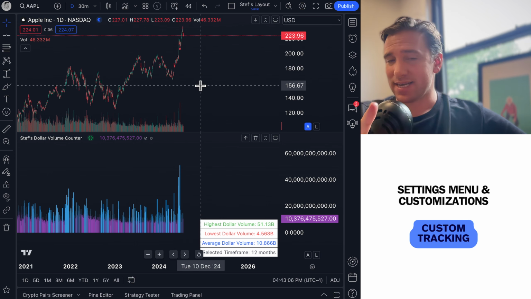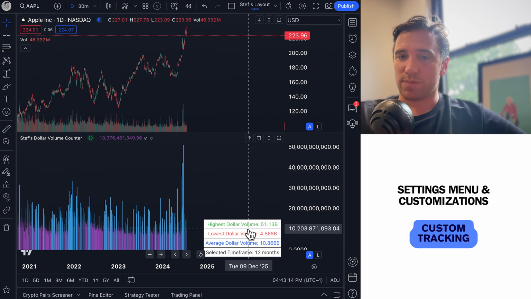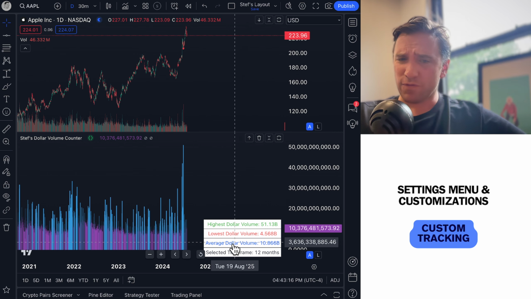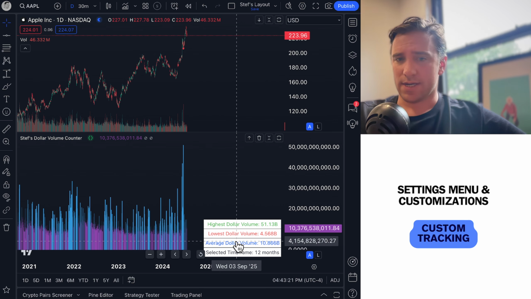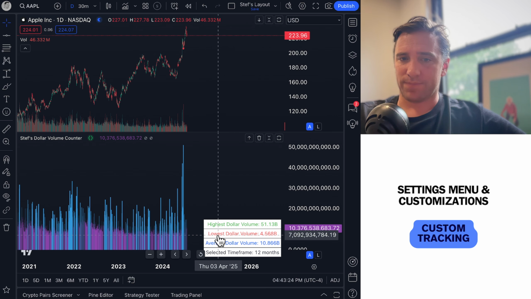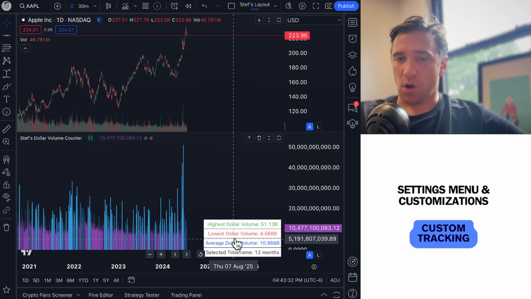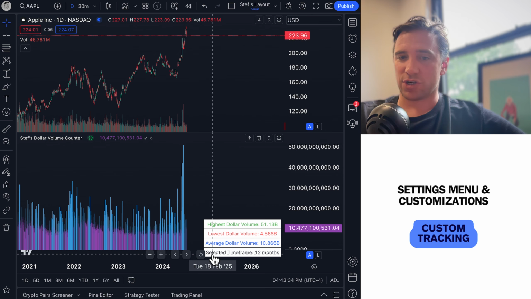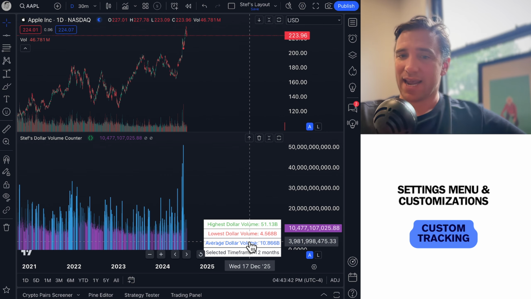Now, next up is that this indicator comes with tons of settings for customizing your indicator and getting the look and feel you want. First of all, the setting I love the most is this table down here. So first of all, pay attention to the fact it says selected time frame 12 months. Now look at the highest dollar volume, 51 billion, lowest dollar volume, 4.5 billion, average dollar volume, 10.8 billion. All of these numbers here are being calculated and chosen based off of the last 12 months. So we can quickly see the highest and lowest dollar volume days over the last year and an average.